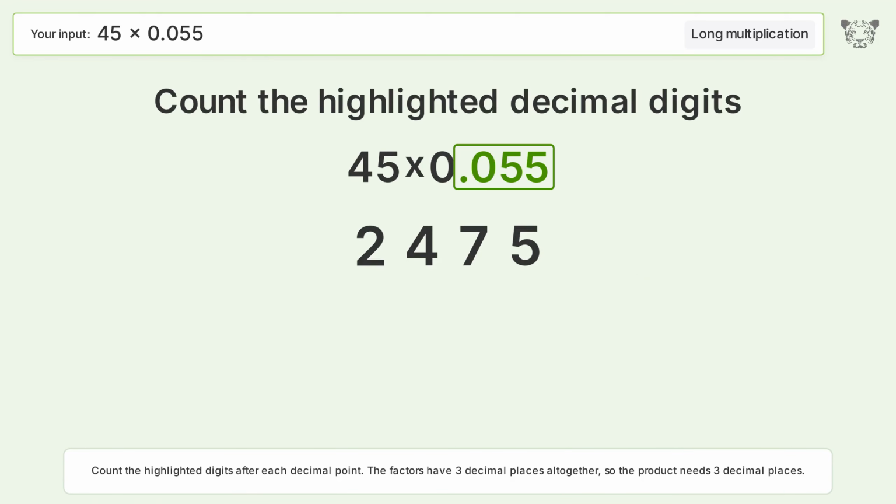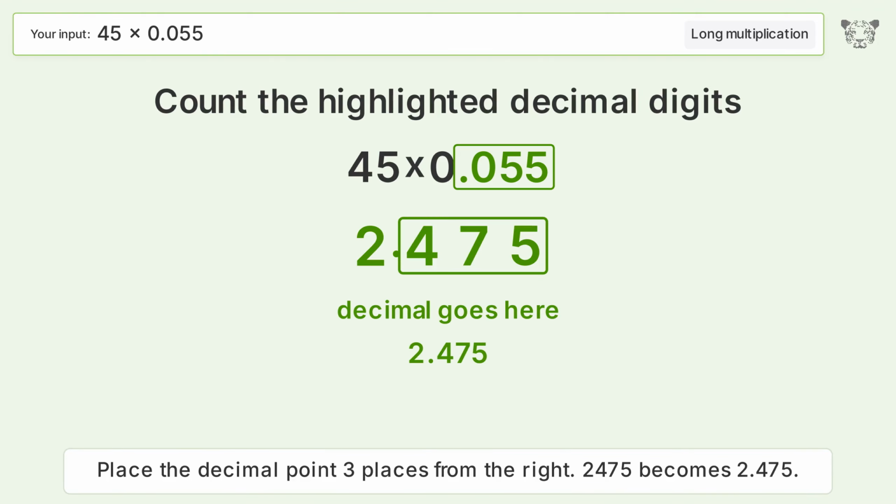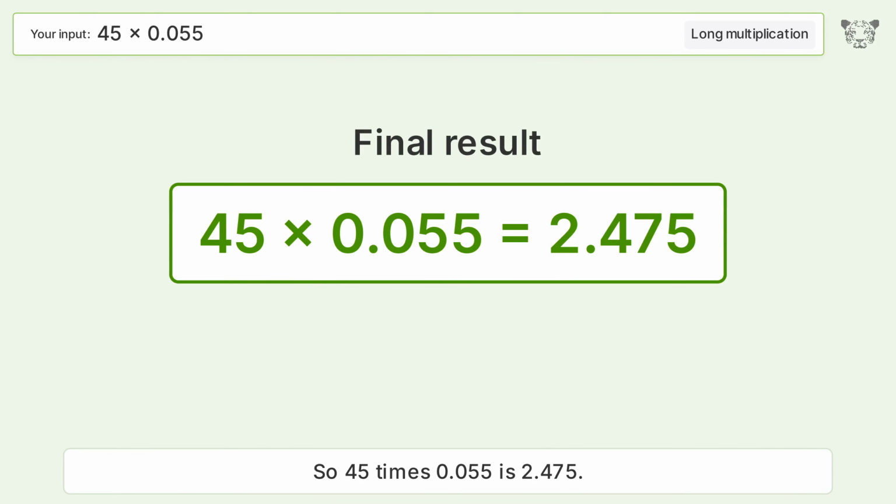Count the highlighted digits after each decimal point. The factors have 3 decimal places altogether, so the product needs 3 decimal places. Place the decimal point 3 places from the right. 2,475 becomes 2.475. So 45 times 0.055 is 2.475.